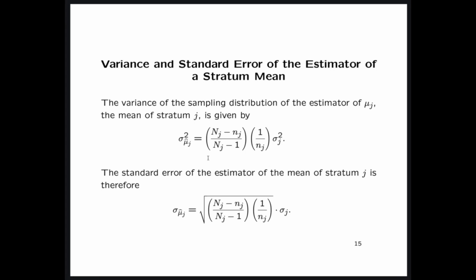Now, notice that this is expressed in terms of the stratum size, cap N sub j, the sample size, little n sub j, and the stratum variance, sigma squared sub j. This is a direct result from the previous module on the variance of the estimator of a population mean using a simple random sample. So this is the same exact formula.